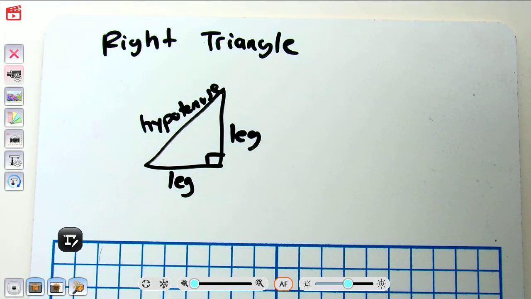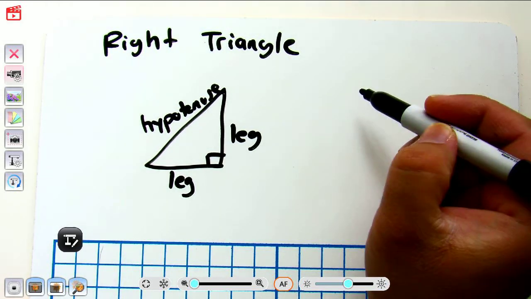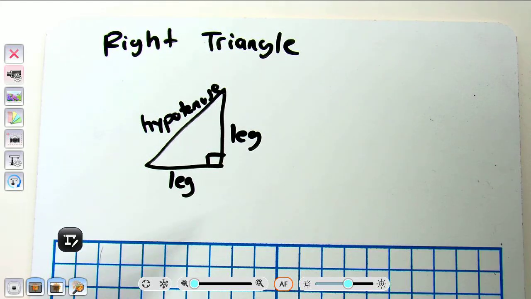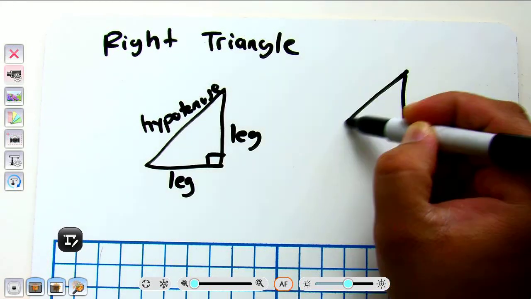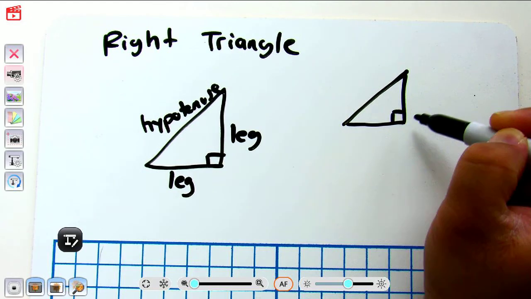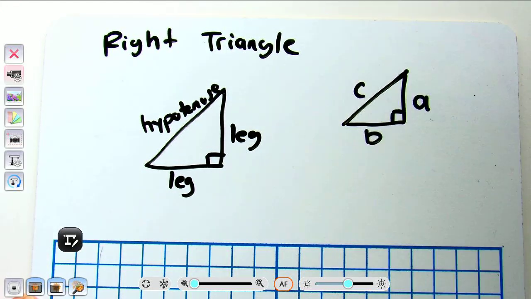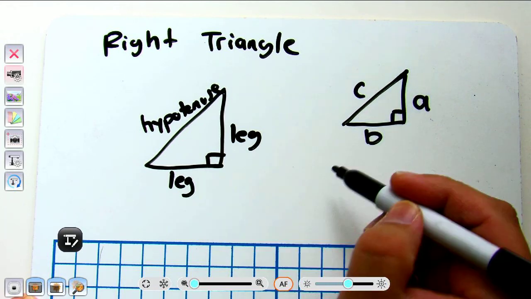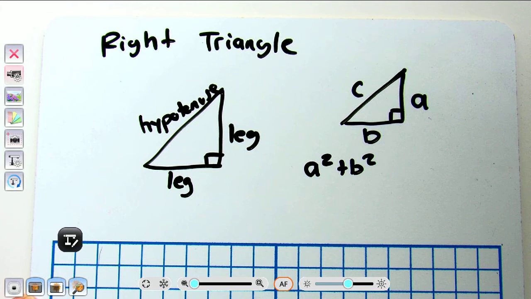Earlier in this credit, we talked about the Pythagorean theorem, which is a theorem to find one side of a right triangle given two other sides. So let me draw a formula. Again, we have a right triangle. Let's call this side A, this side B, and this side C. The Pythagorean theorem was a squared plus b squared is equal to c squared.